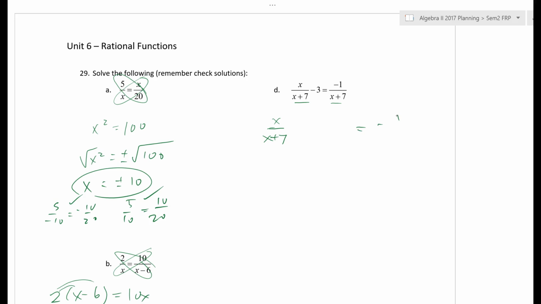I'm going to write this here. So these have the same common denominator. So the question is, how do I get 3 to have that same common denominator? Well, I can just multiply it by x plus 7 over x plus 7. When I do that, I'll have x over x plus 7 here. This will be minus 3 times x plus 7 over x plus 7. And this equals negative 1 over x plus 7.